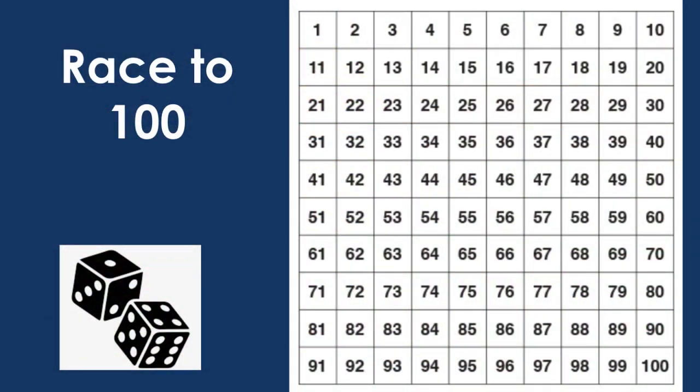A fun and easy game to play at home is the Race to 100. For this game, you just need 2 dice and a paper marked with the numbers 1 through 100 in order. Give your child the dice and have him or her roll both of them. Then they add them together or multiply them together and move that number of spaces on the chart. Then it's your turn to do the same. Roll the dice, add or multiply your 2 numbers together and move that number on the chart. The goal is to be the first one to reach 100.